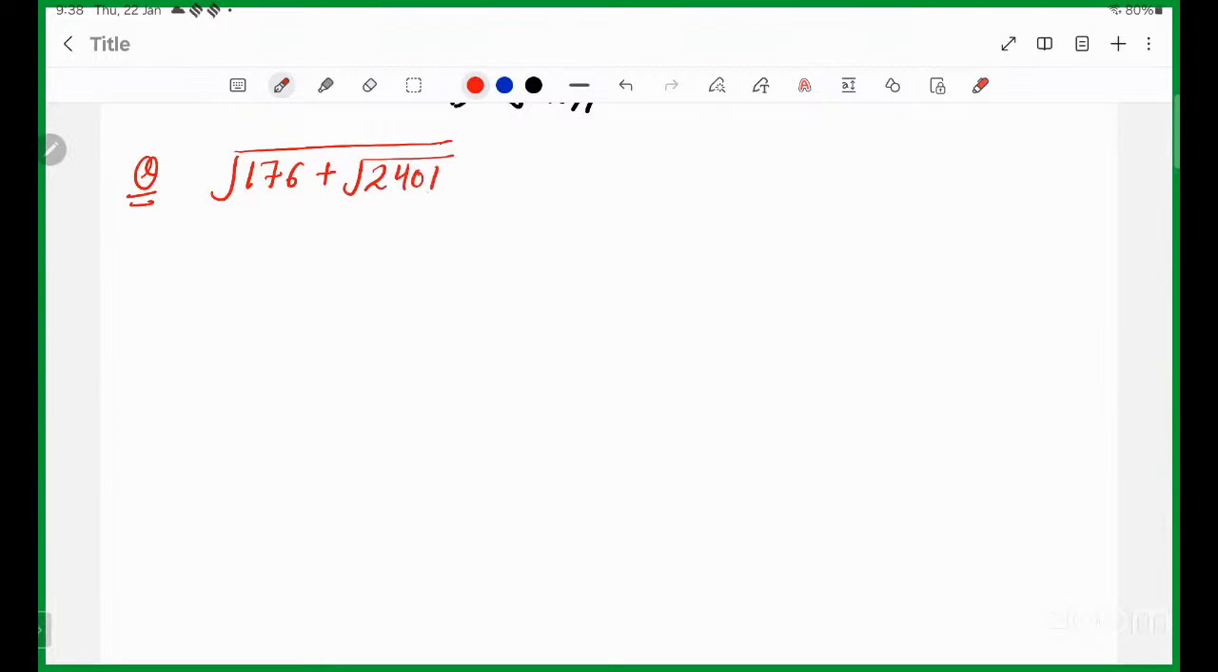So first, how will we solve this? First, we will take out the square root of this, and the square root of this is 49, and I will add it to 176. So 176 plus 49 will be 225, which is the square root of 15.